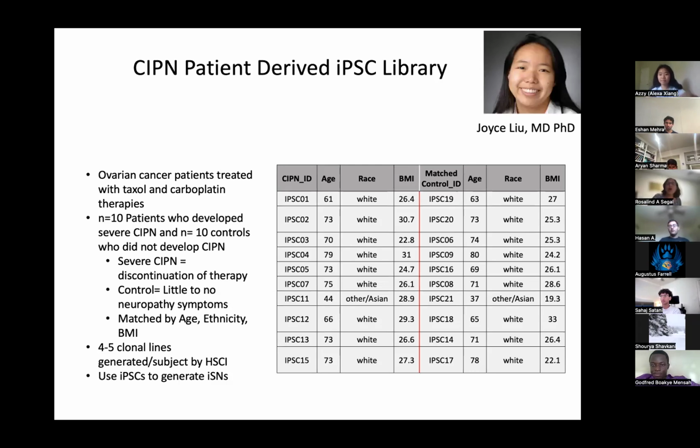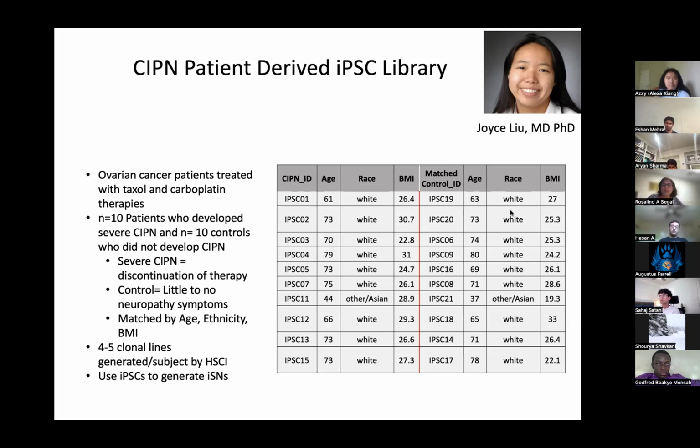So one of the things that we're currently doing, and this is very much work in progress, is we've collaborated with one of my clinical colleagues, Joyce Liu, who oversees the ovarian cancer patients. What we did is we took 10 patients who were treated with Taxol and carboplatin and developed such severe symptoms of neuropathy that they had to actually stop therapy. We don't like to stop therapy because it makes it less likely that you're going to be cured, but sometimes the toxicity is sufficiently bad that we do that. So those are the first 10 patients.